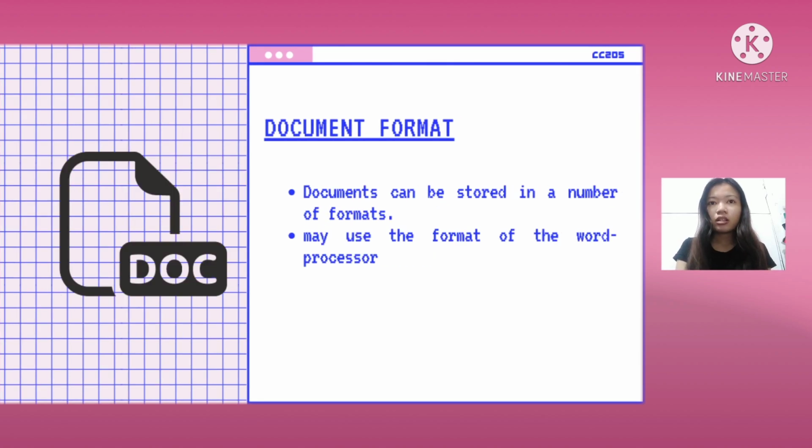Document format. Documents can be stored in a number of formats. They may use the format of the word processor or whatever program on which they were produced. These choices have some disadvantages.